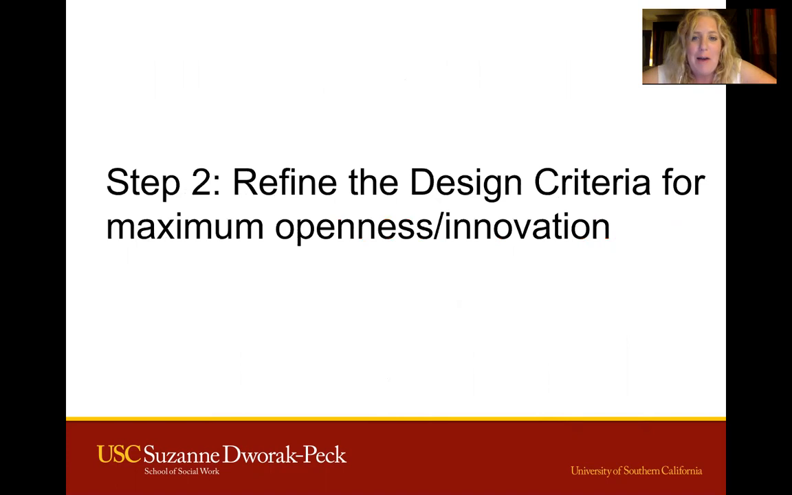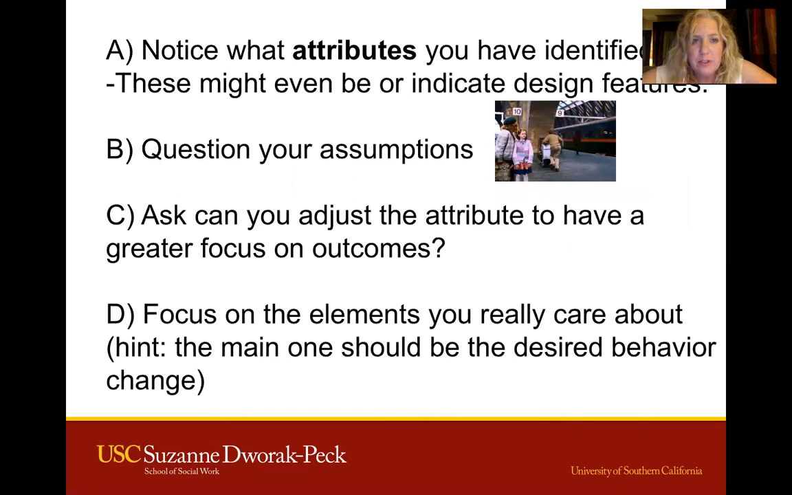So the next thing you do after you've come up with the first set of the design criteria is not to rest there. You want to actually go back and refine it and see if you can maximize it for openness or innovation. So first question is, what attributes have you identified? And you might even start them out as design features.